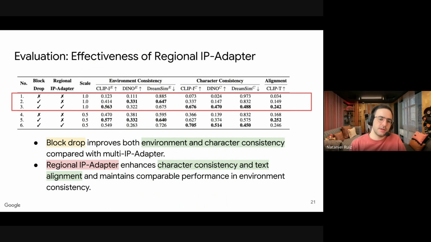Yeah, that's a great question, actually. So I think this technique, first of all, is very general. You can change the environment to anything else, so you could have character 1 and character 2, right? You could have 2 characters, and you could do this regional IP adapter for 2 characters and an environment. So it extends to multiple things as well. It doesn't have to be 2 things.